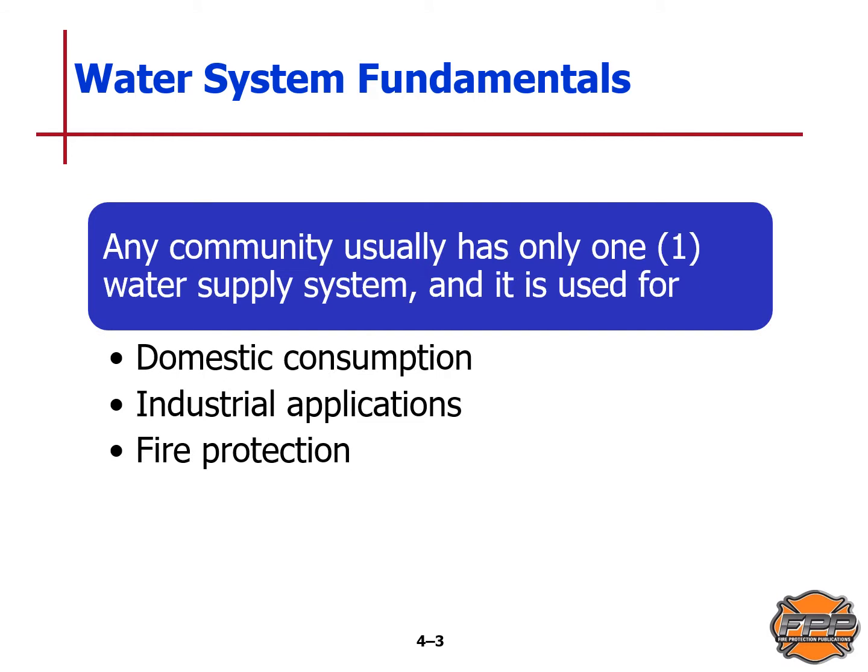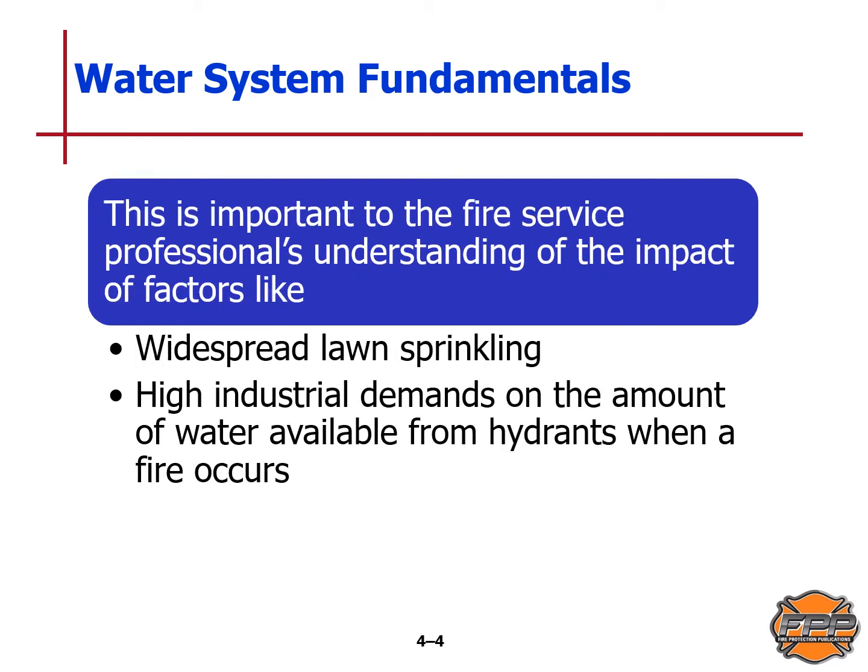Any community usually has only one water supply system, and it is used for domestic consumption, industrial applications, and fire protection. This is important to the fire service professionals' understanding of the impact of factors like widespread lawn sprinkling and high industrial demands on the amount of water available from hydrants when a fire occurs.